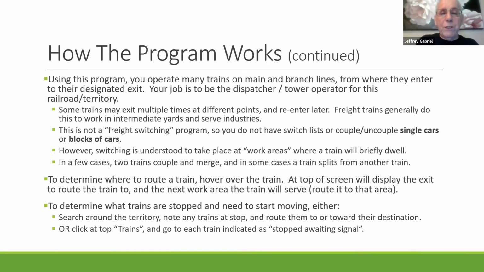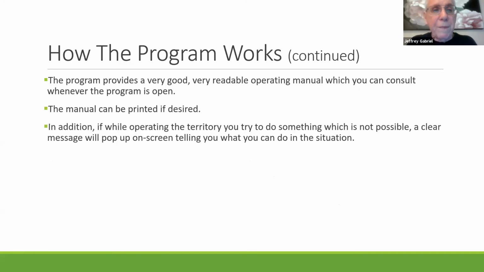To determine what trains are stopped and need to start moving, either search around, note any trains that have a red number, which means they're at stop, and start them by routing them to their destination and clearing the signals. Or there's a drop down at the top called trains that lists the trains that are stopped. Again, the demo will show this.